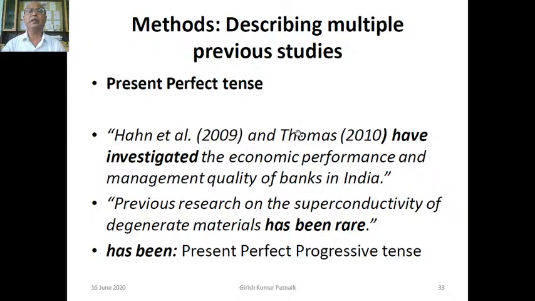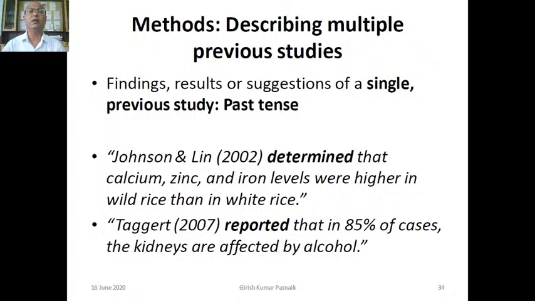So you have investigated, then has been rare, right? I'm using has been because the present perfect progressive tense is also allowed. So whenever I am describing multiple previous studies, it is always the present perfect tense. Then if you want to state findings, results, or suggestions of a single previous study, that is a single study that we have already seen in the literature review part, we are supposed to use the past tense. So you can see determined, reported; all those you can very well use.